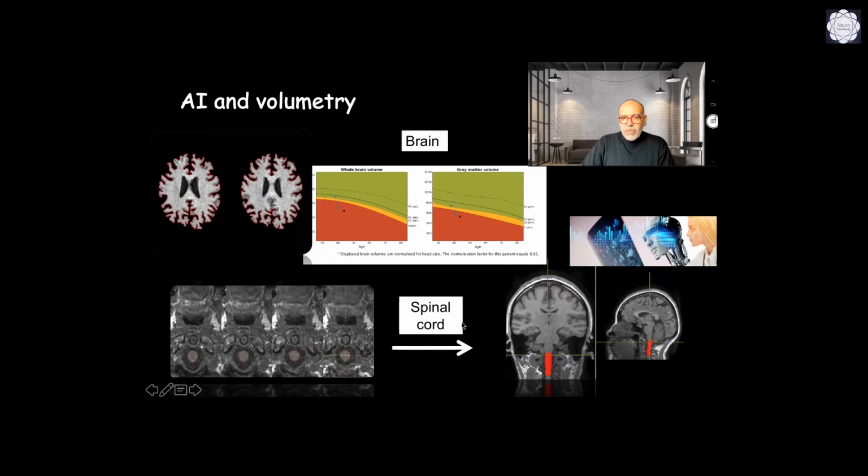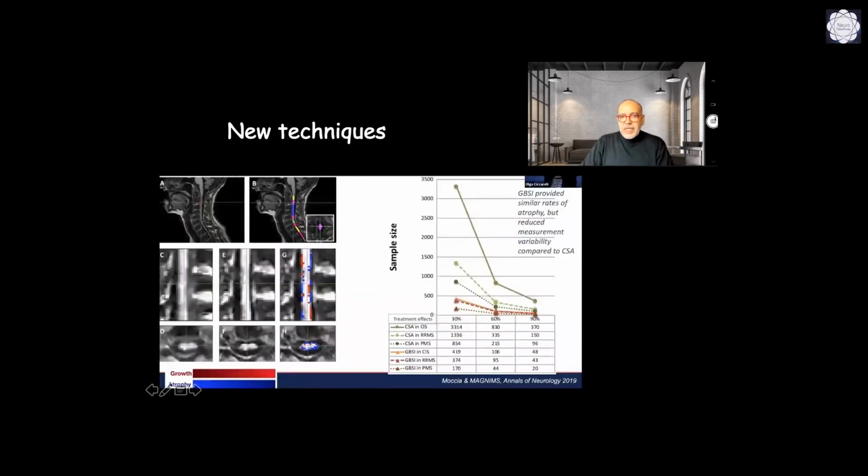Moreover, now we can perform spinal cord volume, which traditionally is performed at C1, C2 segments. It is much more difficult to normalize, and there are several new techniques. For example, Olga Ciccarelli from MAGNIMS showed in the last ACTRIMS this complicated technique that very nicely showed to be more sensitive than the traditional technique to measure spinal cord volume.